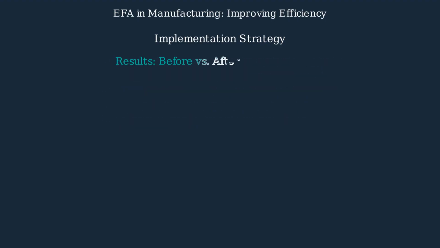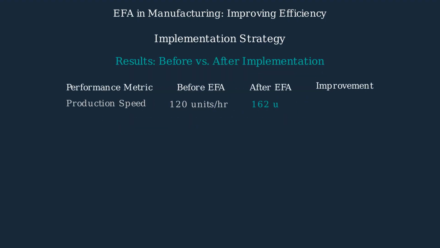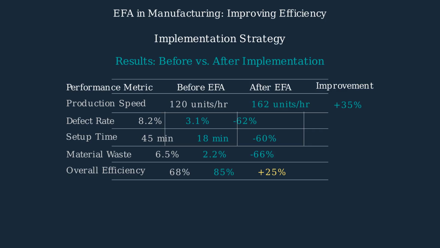The results were significant. After implementing changes based on the EFA findings, the facility saw dramatic improvements across all key performance indicators. Most notably, overall production efficiency improved by 25%, while defect rates decreased by 62%. These improvements translated directly to higher product quality and lower costs.